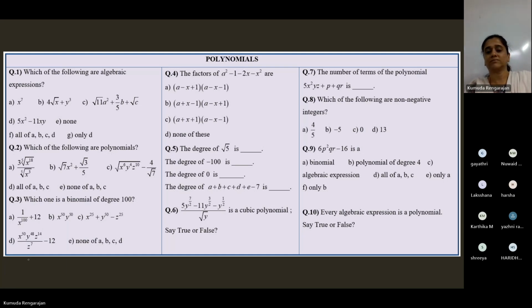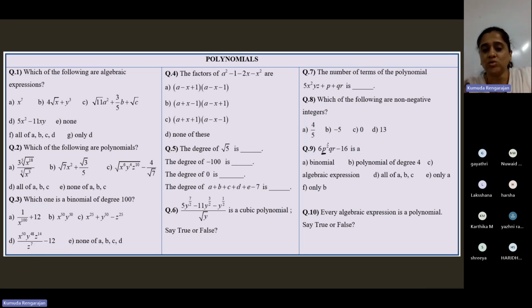Binomial. Is this one a polynomial? See, to say it's a binomial, it has to be a polynomial first. Is the expression a polynomial?